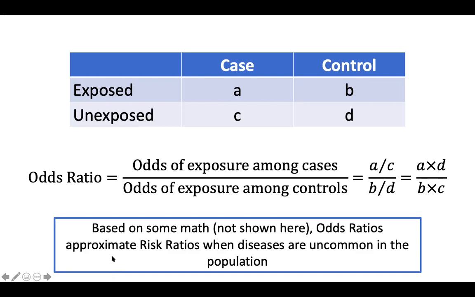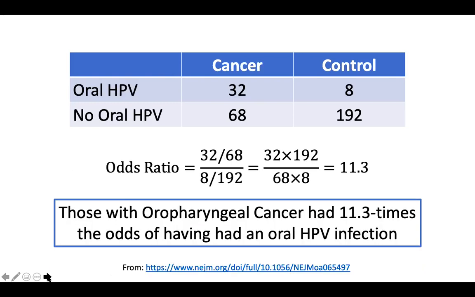And what that buys us is that there's some math, and I'm not going to show it to you here, but there's some proof that when you have a disease that's not very common in the population, your odds ratio can approximate your risk ratio. So even though we're not following people over time, we can construct this ratio estimate that is an approximation of risk.